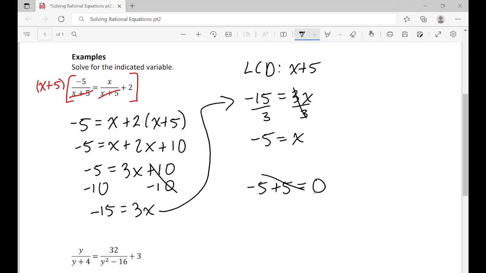And that is something we cannot have. So since I can't have division by 0, I can't have this solution. So I have nothing else I can say as a solution. So this equation has no solution.